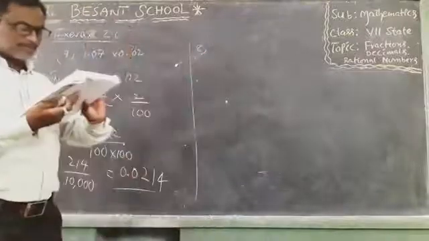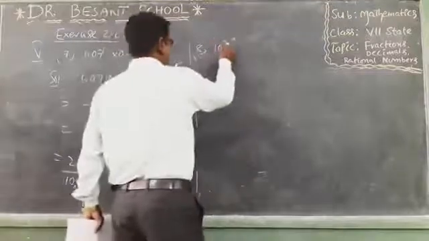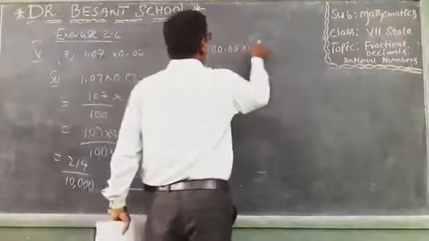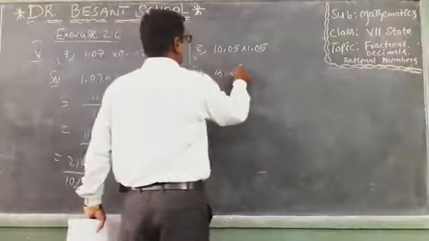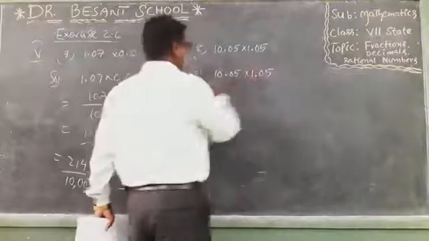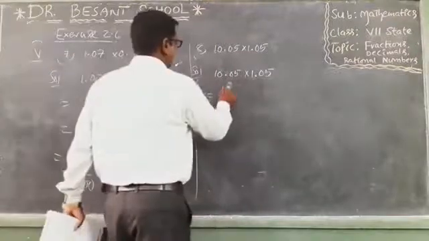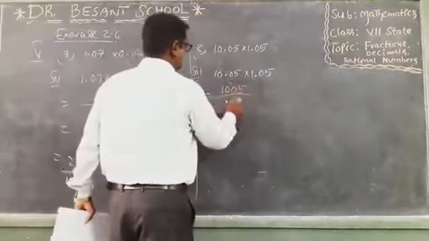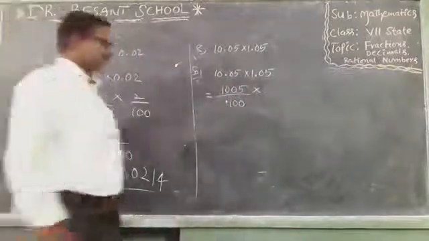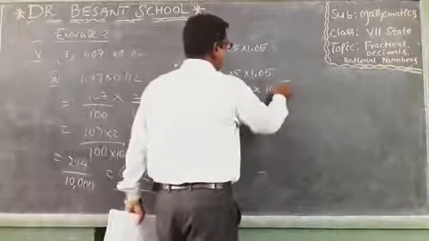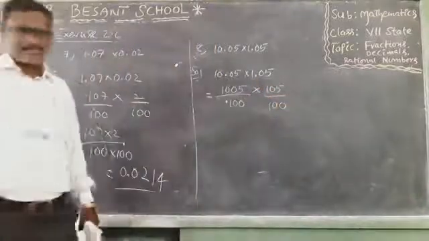This is problem 8 from the 5th Roman. 10.05 into 1.05. See, children, it is 10.05 into 1.05. Solve the following without normal multiplication. It can be written as 1005 by 100, because after the point there are 2 digits, means we need to divide with 100. And this is 105 by 100, since after the point there are 2 digits, we need to divide with 100.